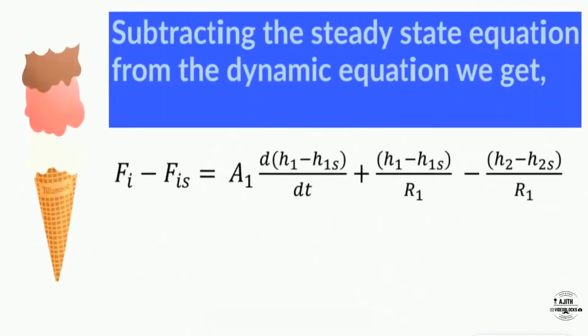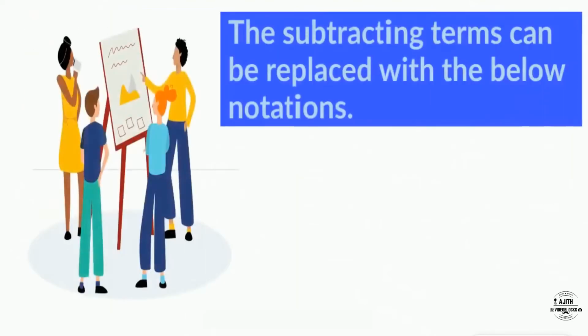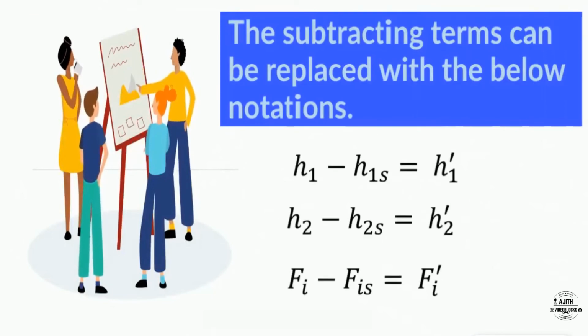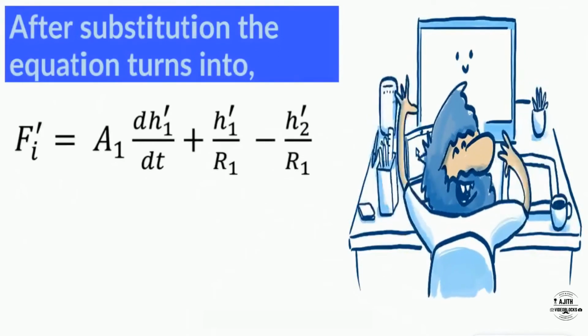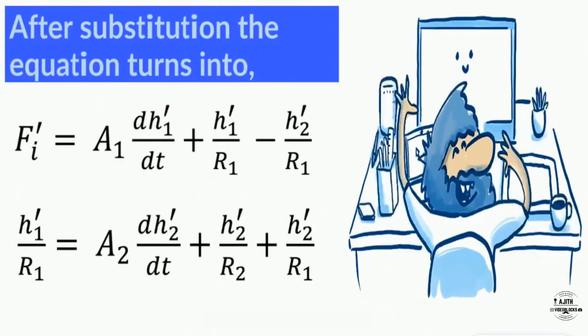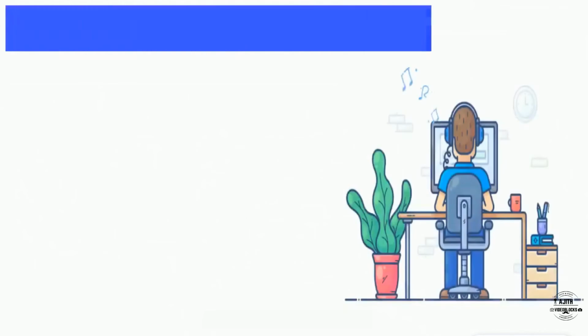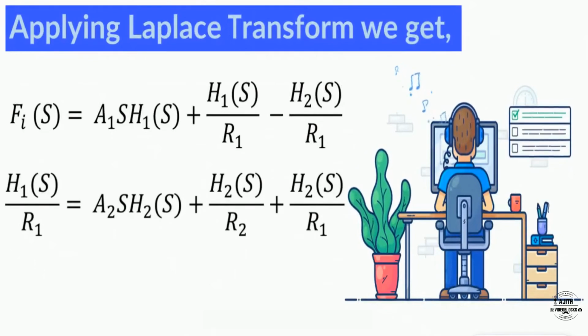Now on subtracting the steady state equation from the dynamic equation, we get the equations as shown below. These subtracting terms can be replaced with dash terms to simplify the equations of Fi and H1 by R1. After dash term substitutions, the equations become as shown below. Now on applying the Laplace transform, the equations turn into as shown below.